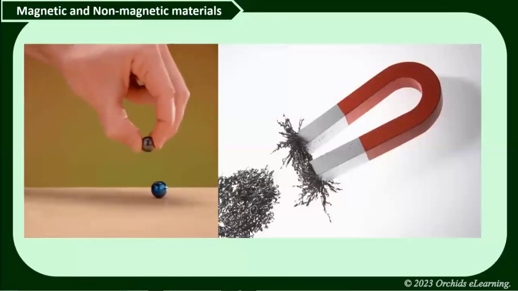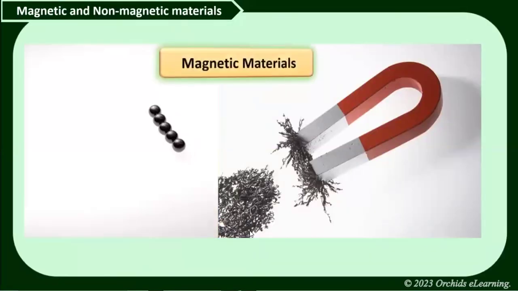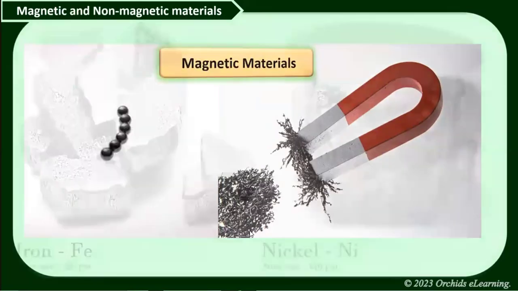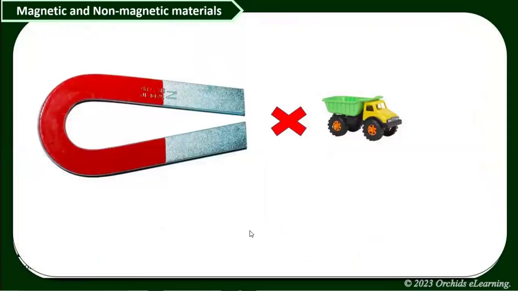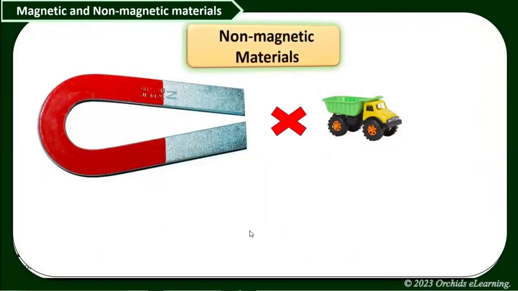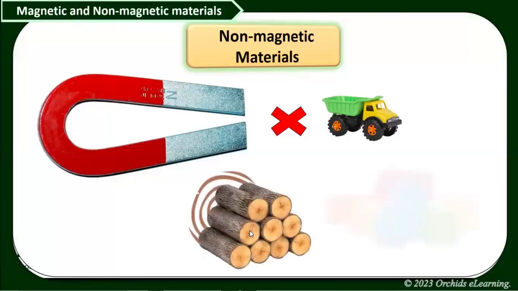Materials that are attracted by a magnet are called magnetic materials. Example, iron and nickel. Materials that are not attracted by a magnet are called non-magnetic materials. Example, wood and plastic.